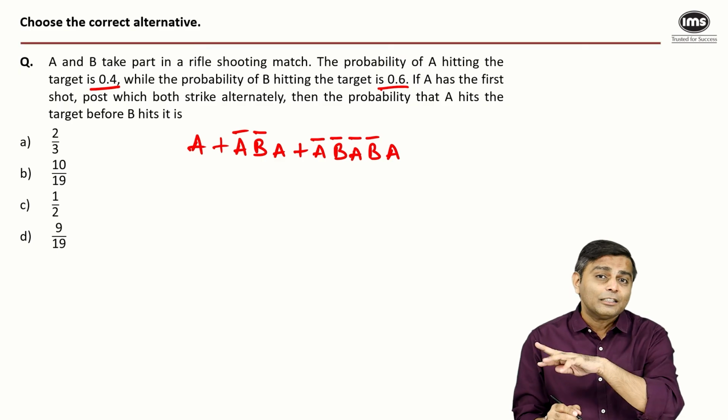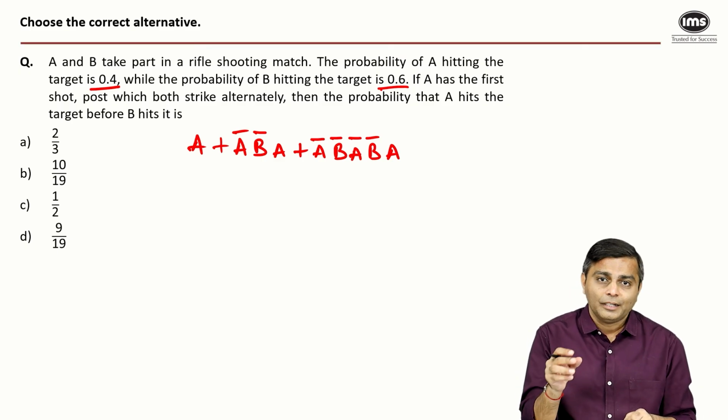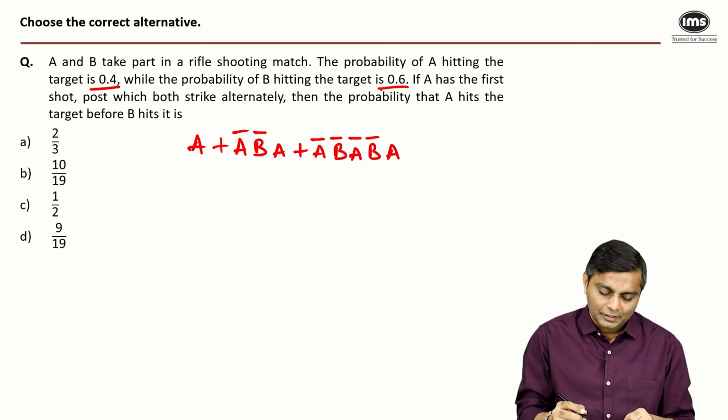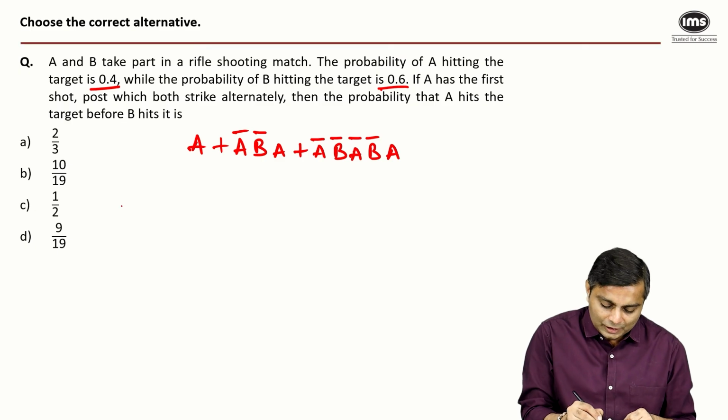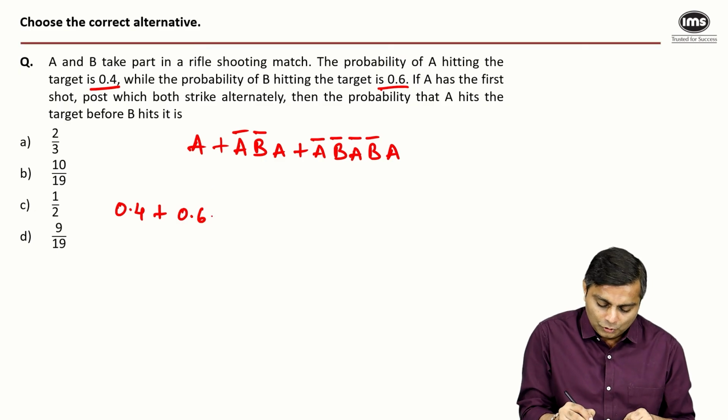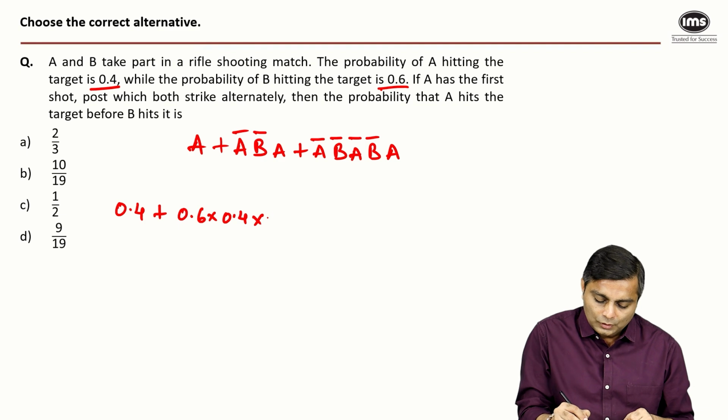So if you just write this in the form of probabilities, put the numbers to it, I think we'll understand. A hitting the target is 0.4. So it is 0.4 plus A missing is 0.6, B missing is 0.4. So 0.6 into 0.4 into 0.4.